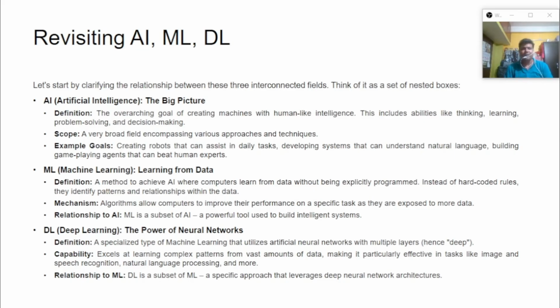Already you have known the AI definition. This is the first and big picture, the big circle, AI. Under this big circle, the next subdomain under AI is machine learning, which conceptually means learning from data. And the last part is DL, deep learning, the power of neural networks.